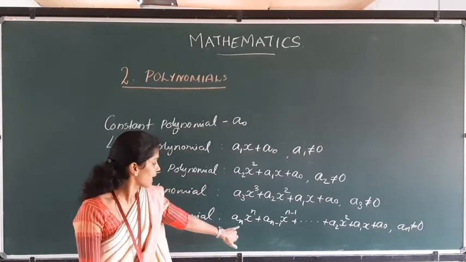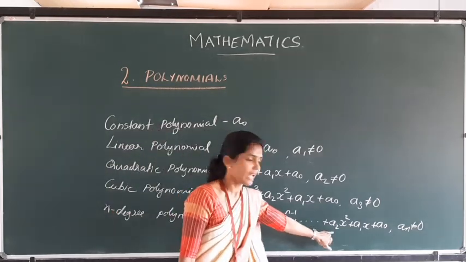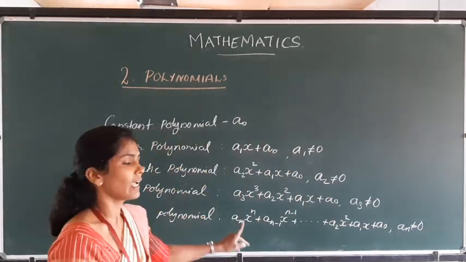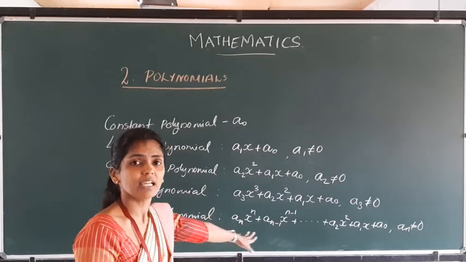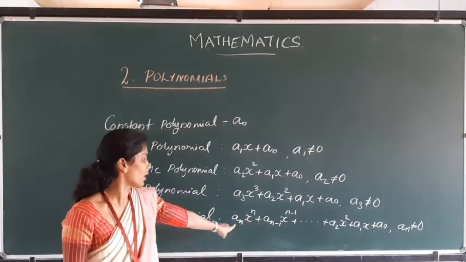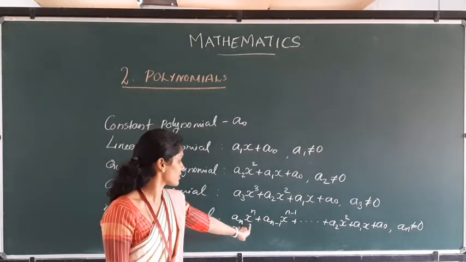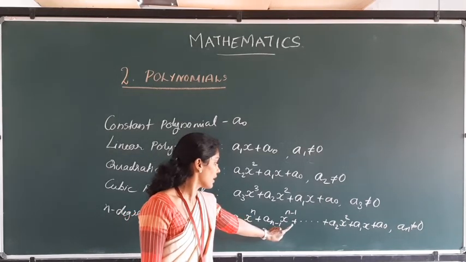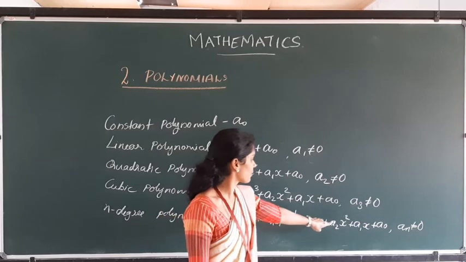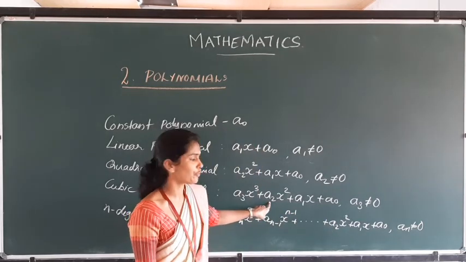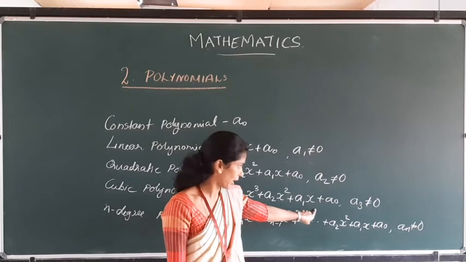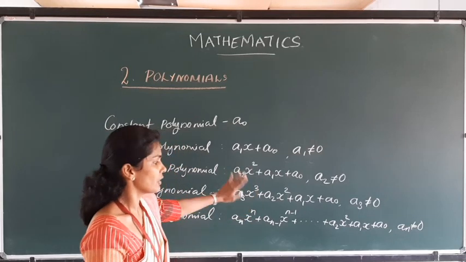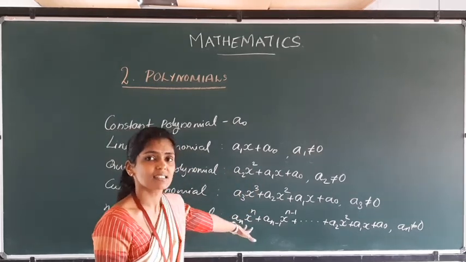Also, an minus 1, etc., a2, a1, a0. These are constants. a0, a1, a2, etc., an are the constants. Also, we call an the coefficient of x raised to n, an minus 1 the coefficient of x raised to n minus 1. Also, a2 is the coefficient of x square, a1 is the coefficient of x. Also, a0 is the constant term. You should study these general forms.